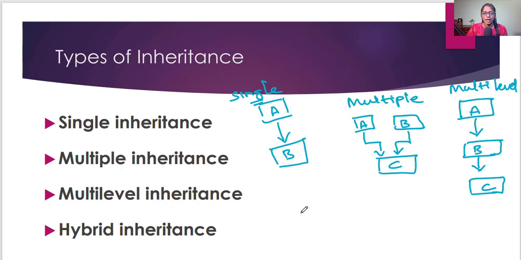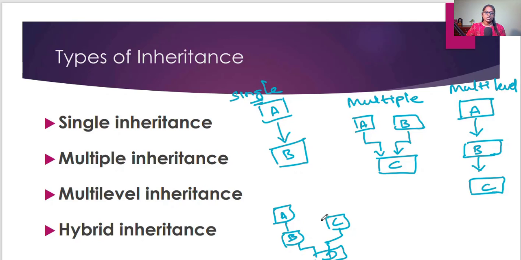And the next one is hybrid inheritance. Hybrid inheritance means the combination of all the single, multiple and multi-level types. See, for example, if it is like this: A, B, C, D. If you see A to B, that is single inheritance. If you see B and C inherited into D, this is called multiple. And if you see A, B, D, this is called multi-level.